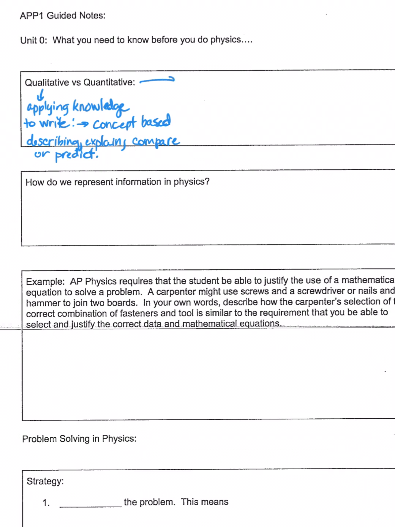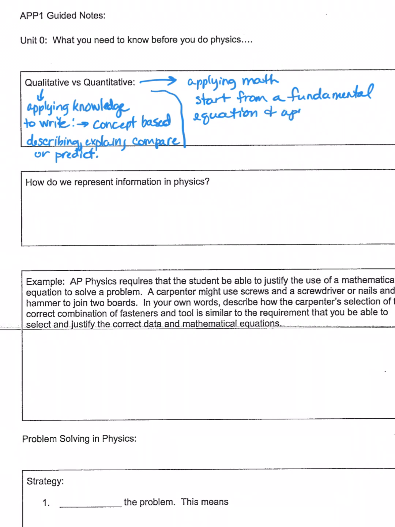Versus quantitative, which I bet you can guess is applying math. It is math-based, but it's a specific type of math. We're going to start from a fundamental equation and apply algebra.